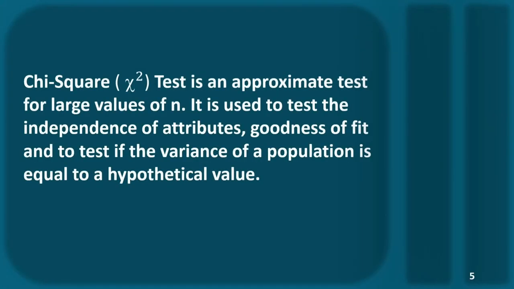Now let us see why we use the chi-squared test. The chi-square test is used when the value of n becomes large. It is used to test the independence of attributes, goodness of fit, and to test if the variance of a population is equal to a hypothetical value. In this video, we will learn how to test goodness of fit in R.